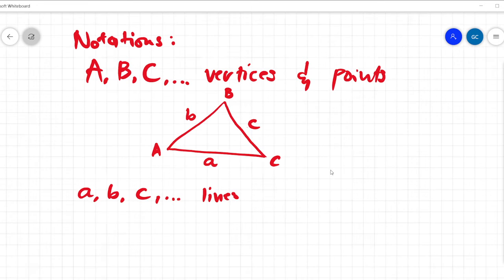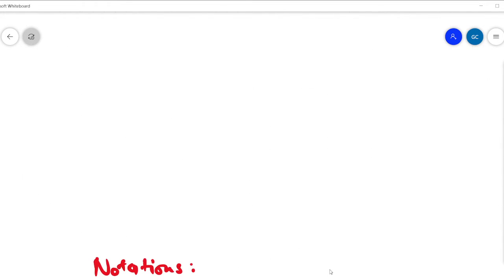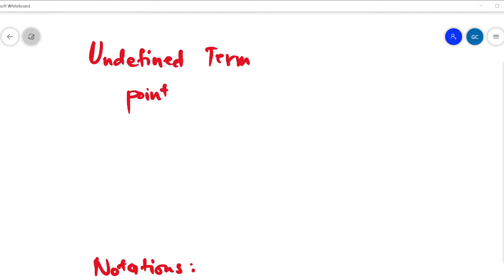So in that, let's first start on the undefined terms. By undefined terms, these are terms that are so trivial that we have no specific definitions for them. The first undefined term that we need to consider, let's just write this down. Our first undefined term is the point. By point, this is just a point. So how will you define that? In geometry, there is no such thing as a definition for this matter.